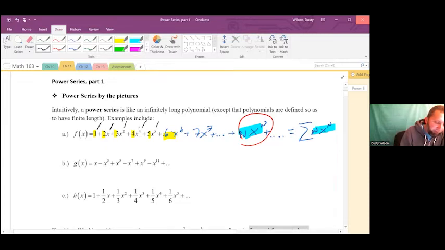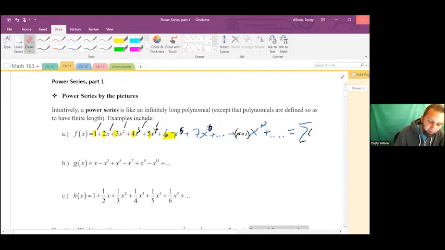So this is 4x cubed, 5x to the 4th, 6x to the 5th, 7x to the 6th. So the number in front is always 1 more than the power. So if we did n plus 1 times x to the n. So sorry about the confusion. I'll have to fix the typo. n plus 1 times x to the n.